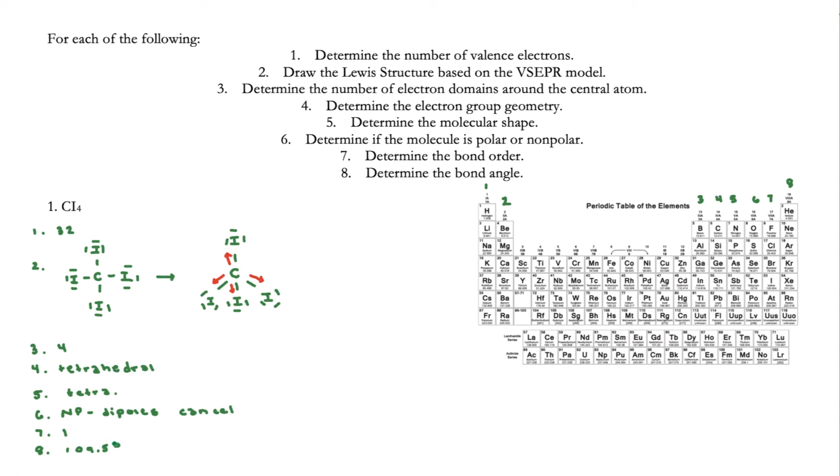All right, let's look at the next problem. SO3, okay? So the first thing that I need to do here, I need to count my number of electrons. So sulfur has 6 valence electrons. Looking at the periodic table, oxygen has 6 as well. So that's going to be a total of 24 valence electrons.